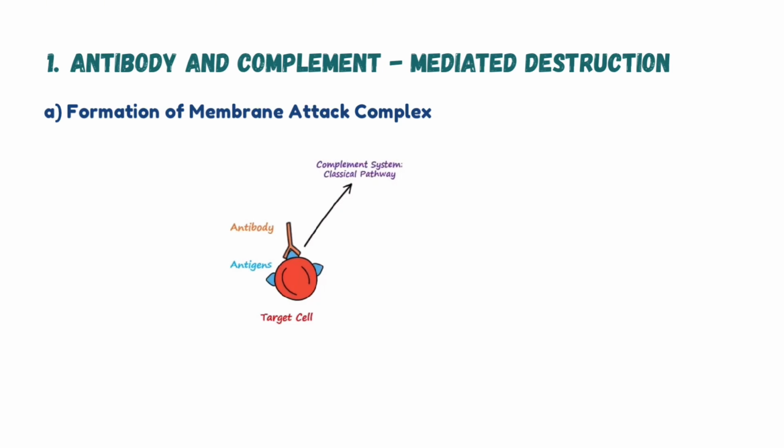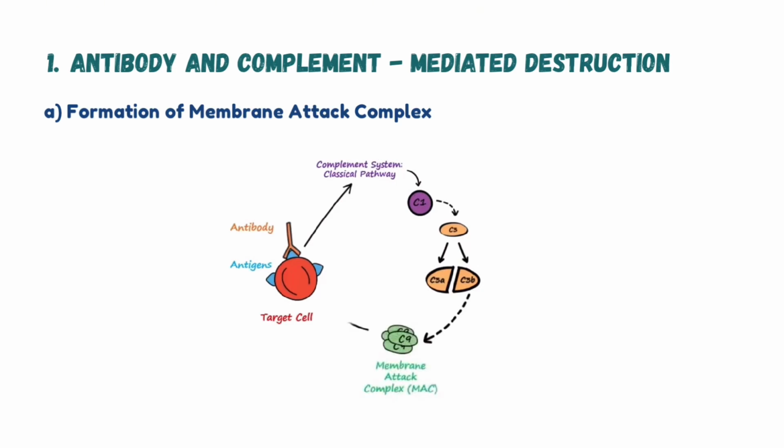The classical pathway then causes the activation and cleavage of several proteins, specifically the complement protein C1, which leads to activation and cleavage of complement C3 into C3a and C3b. C3b then activates other proteins, which lead to the formation of a membrane attack complex involving C9 proteins. The membrane attack complex then induces lysis of the target cell.